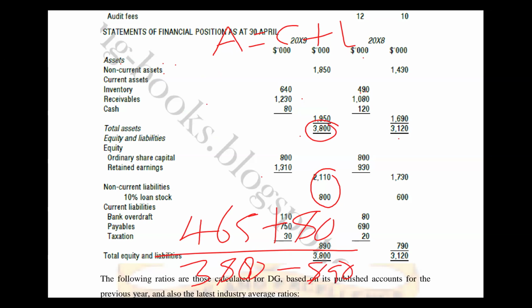What is the difference? 2910. Yes, 2910. So that's the denominator, 2910. What about the numerator when you add 465 plus 80? What do you find? 545. Thank you. So times 100, of course. So what percentage is this?